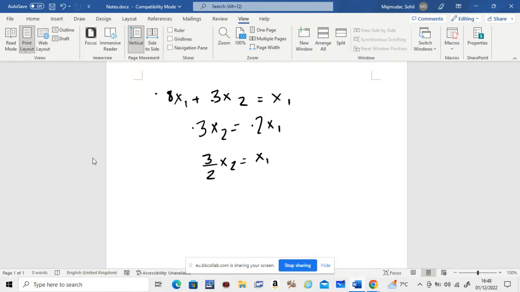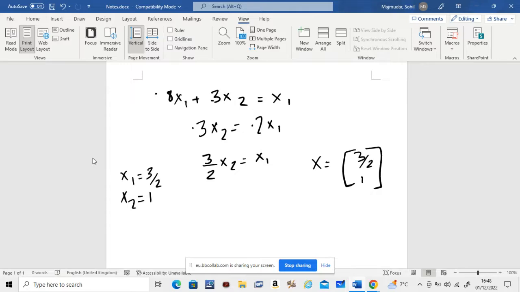So we should say let x2 be 1, just to make life easier. So if x2 is 1, x1 becomes 3/2. In place of x2, you plug in 1, x1 becomes 3/2. So the eigenvector X will be 3/2 and 1.